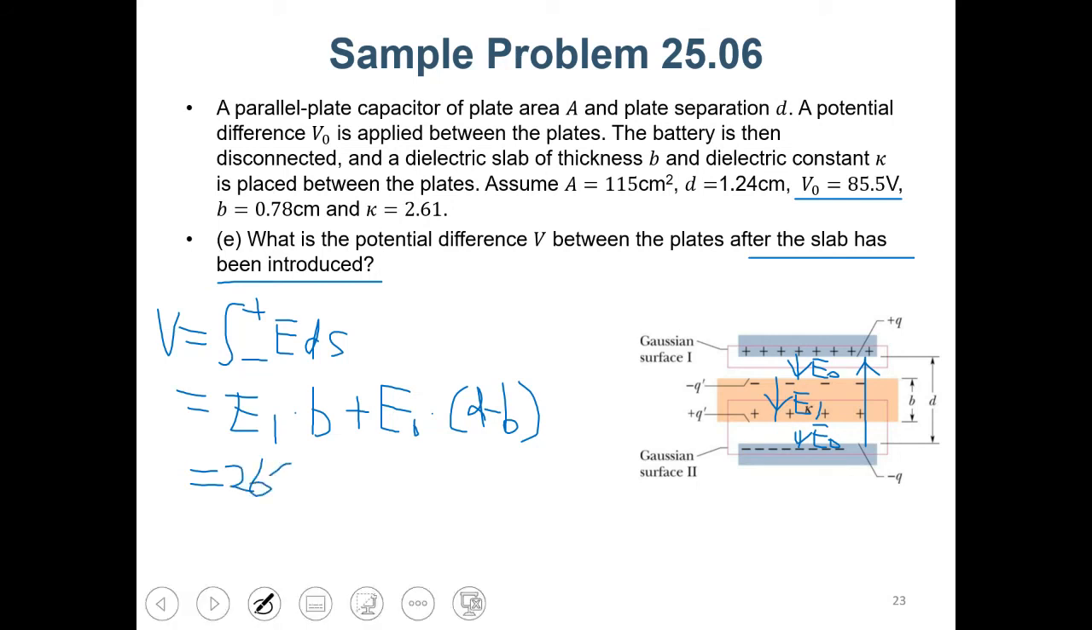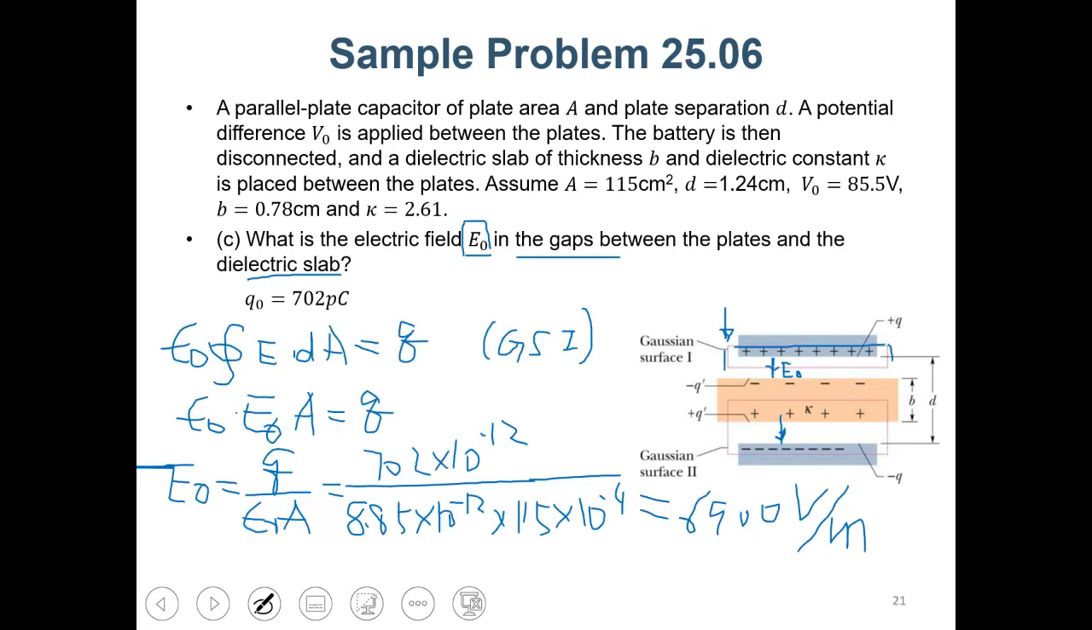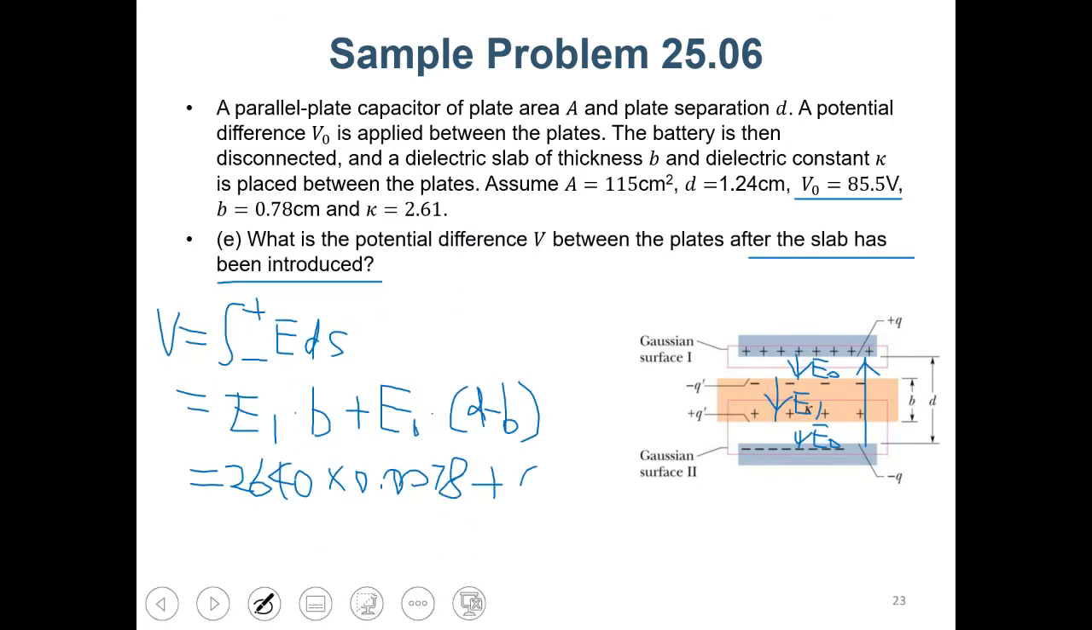So we have 2640 as we calculated in the previous slide, and then B is 0.0078 meter, and then plus this is 6900 times D, which should be 0.0124. So V should be 52.3 volts. So the electric potential becomes smaller between the plates.